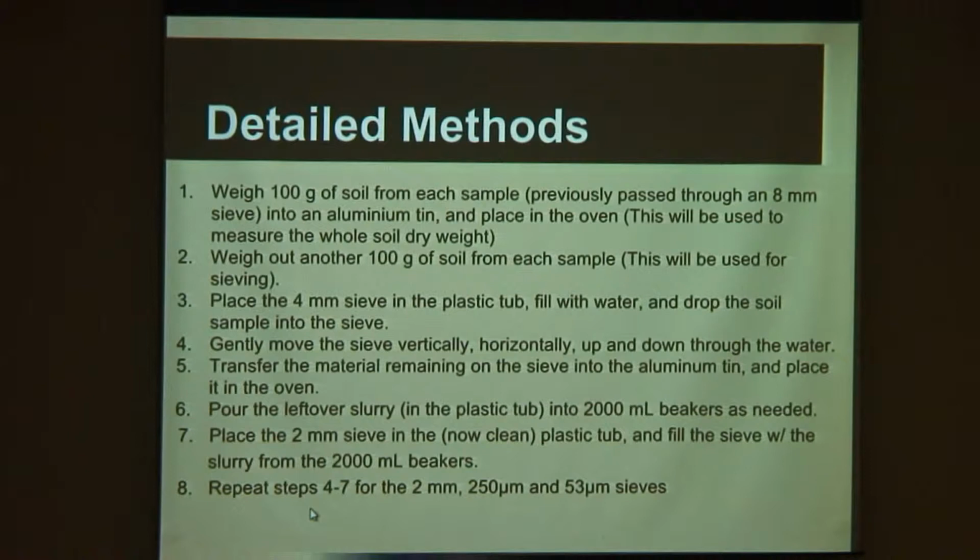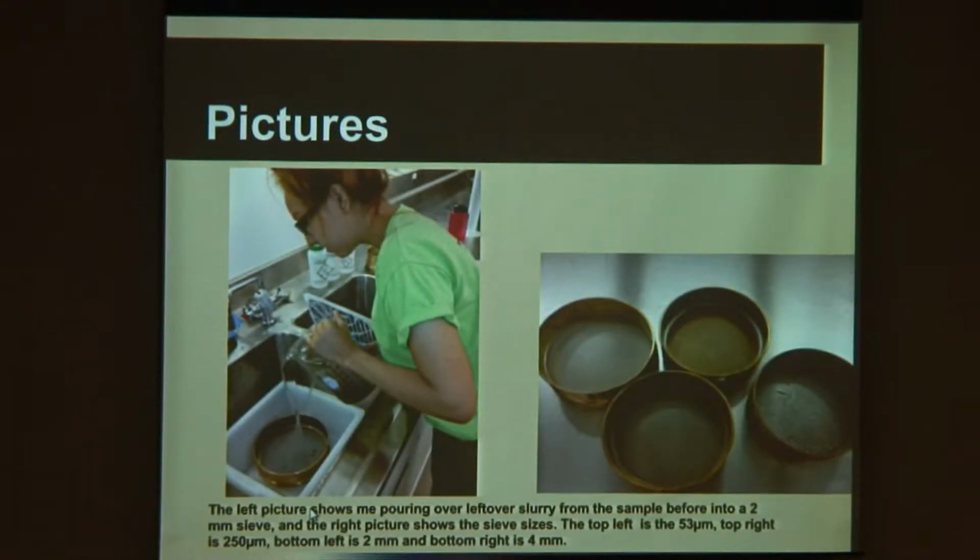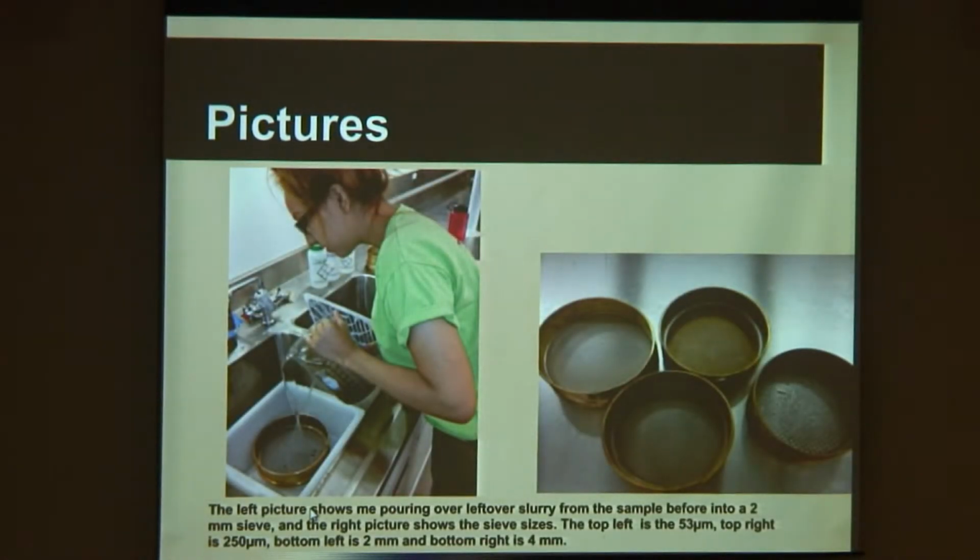And then from the tub, I poured my slurry into beakers, and then I placed my new sieve in there, which was the 2 millimeter sieve, and then I poured the slurry that was in the beakers back in the tub, and I just repeated the process for the 250 and the 53 micrometer sieves. And it's just a picture of me pouring the slurry into the 2 millimeter sieve, as you can see, and these are my 4 sieves.